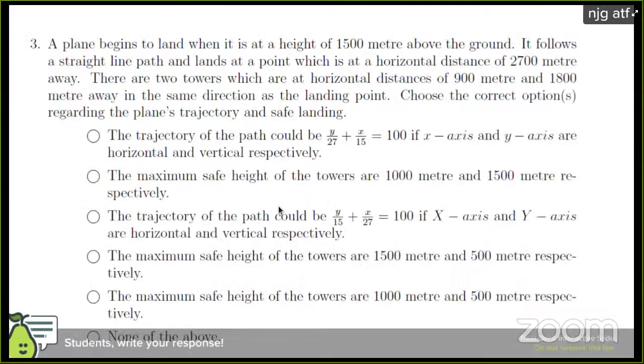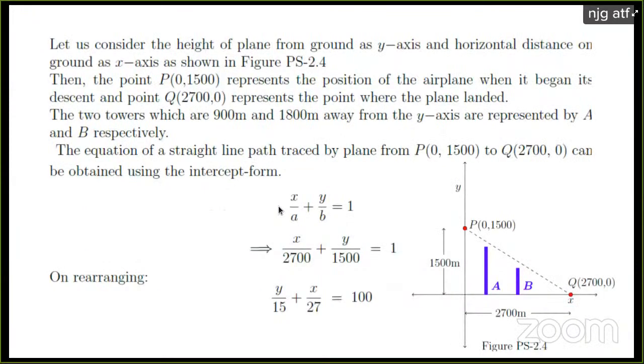You know the question, right? Sir, I know the question. Okay, then let's move to the solution directly. So basically, what the question says is, the plane starts coming to the ground at a height of 1500 meters above the ground, and it lands on the ground at some 2700 horizontal distance. As we haven't been given the origin, it's up to you to choose the origin. So choose the origin wisely so that your calculations will be reduced.